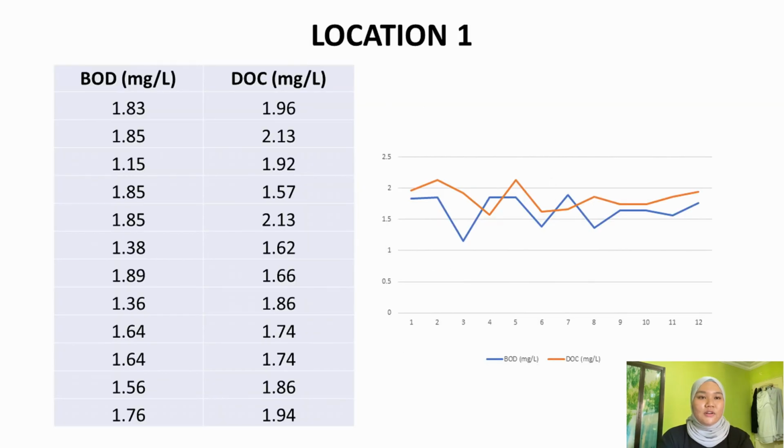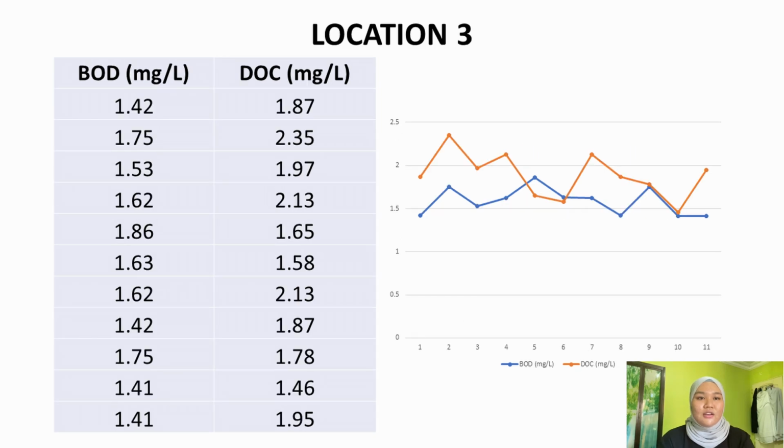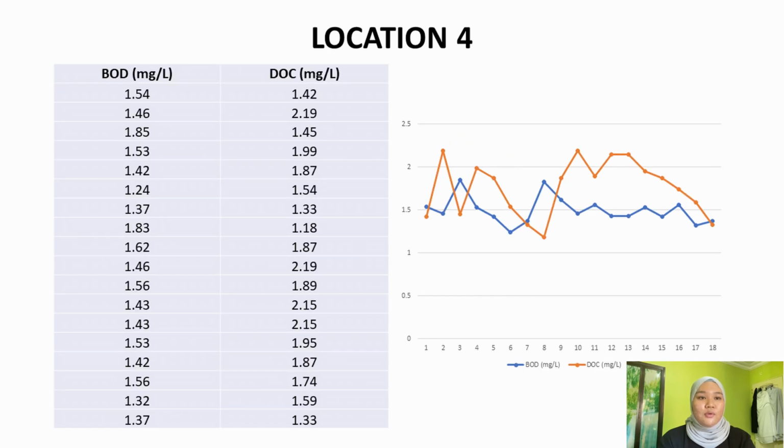These 4 slides show the table and graph for biochemical oxygen demand, BOD, versus dissolved organic carbon, DOC, for samples of water resources at locations 1, 2, 3, and 4. We can't make any conclusion because there is no relationship between BOD and DOC, but we can make a conclusion between the location and average of BOD. So we go to the next slide.